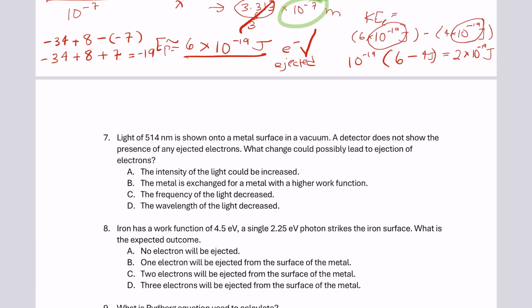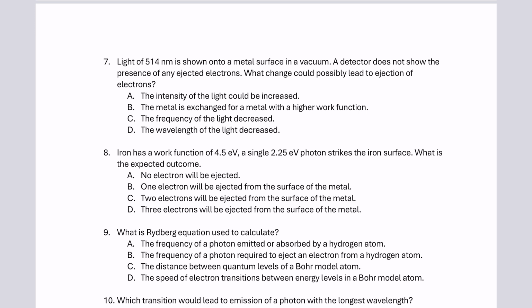Let's move on to problem 7. Problem 7 says light of 514 nanometers is shown onto a metal surface in a vacuum. A detector does not show the presence of any ejected electrons. What change could possibly lead to the ejection of electrons? Let's read through every option and see which one is true.